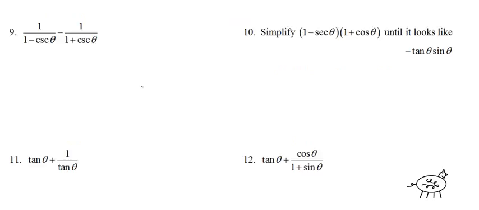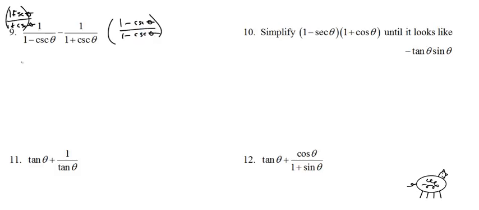Now, this one's a little tricky, and in order to combine these together, you need to multiply by something to get a common denominator. Okay, so what I'm going to do is multiply this side, I'm running out of room here on this side, by 1 plus cosecant of theta over 1 plus cosecant of theta, and this by 1 minus cosecant of theta over 1 minus cosecant of theta.